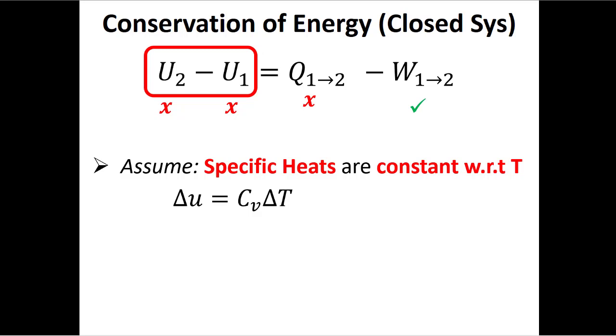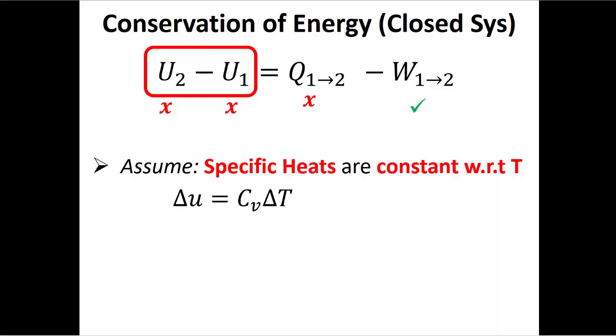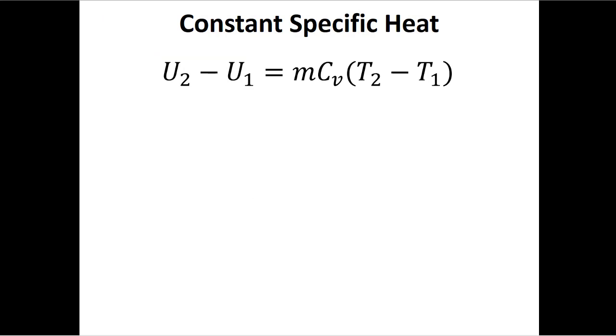Now, whenever a problem says use constant specific heats, it means use CV times delta T is equal to delta U. So we'll do that here. So now my delta big U becomes mass times CV times delta T. I do know the mass. I don't know T2, I don't know T1. I do know CV.